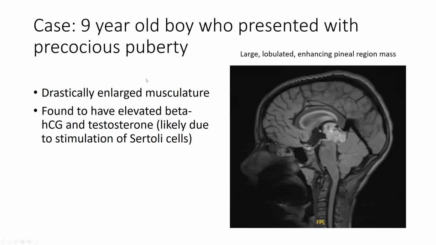And so I wanted to just end with this case that we had here at our institution, with an interesting clinical presentation. This is a 9-year-old boy who presented with evidence of precocious puberty. So actually his parents brought him into the clinic because they noticed that his muscles were extremely well developed for a 9-year-old boy, and said that he was referring to himself as the Hulk. So he underwent testing and was found to have an elevated beta HCG and testosterone level, most likely due to that beta HCG stimulation of Sertoli cells. And then later had brain imaging that revealed this pineal mass.